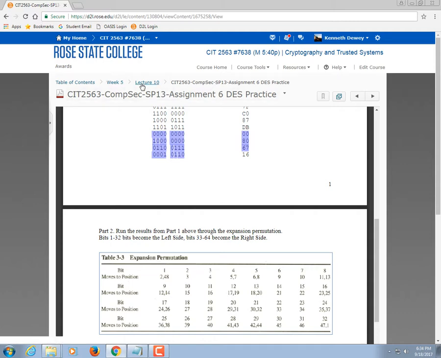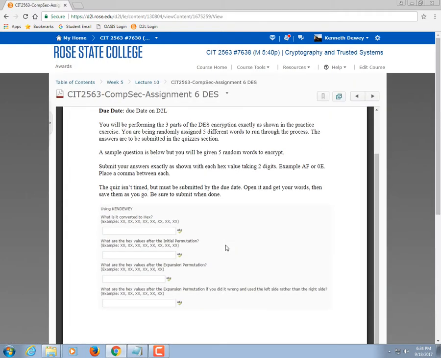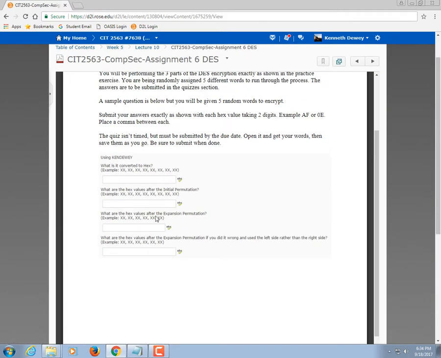That's what the quiz question said. It says do it the correct way, and then it just basically says, what if you had done it the wrong way? Do the expansion permutation. What are the values if you did it wrong and you use the left side rather than the right side? Okay. That's what it says right there.